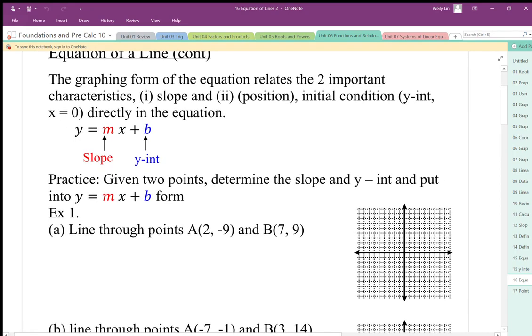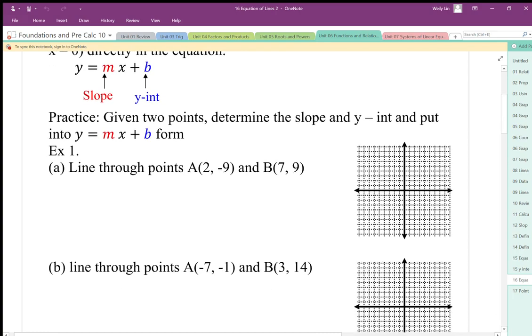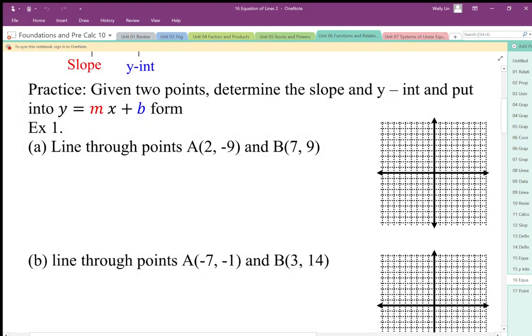So we want to be able to see where the slope shows up in the graph, in the table, and the equation. Okay, we want to connect those ideas. So given 2 points on a line, here we have (2, -9). I'm going to draw (2, -9) in. It looks like that coordinate's going to be somewhere about there. And (7, 9), so 1, 2, 3, 4, 5, 6, 7. Okay, so somewhere about there.